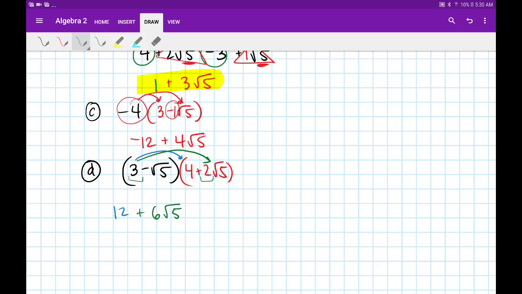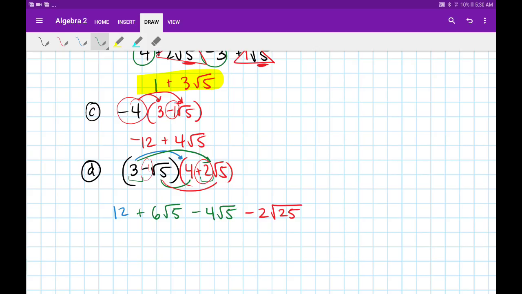Next, I have minus root 5 times 4. So that's minus 4 root 5. And finally, I've got negative root 5 times positive 2 root 5. So it leaves me with minus 2 because of the 2 and the negative 1 here multiplying. And then I have root 5 times root 5, which multiply together inside, giving me the square root of 25.